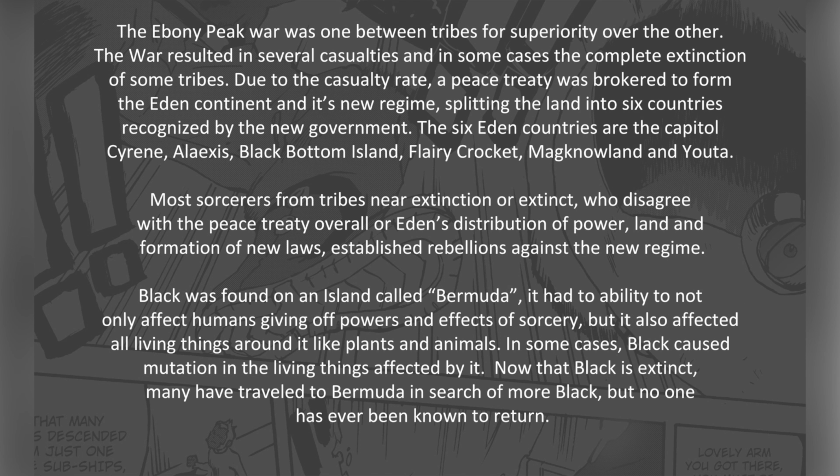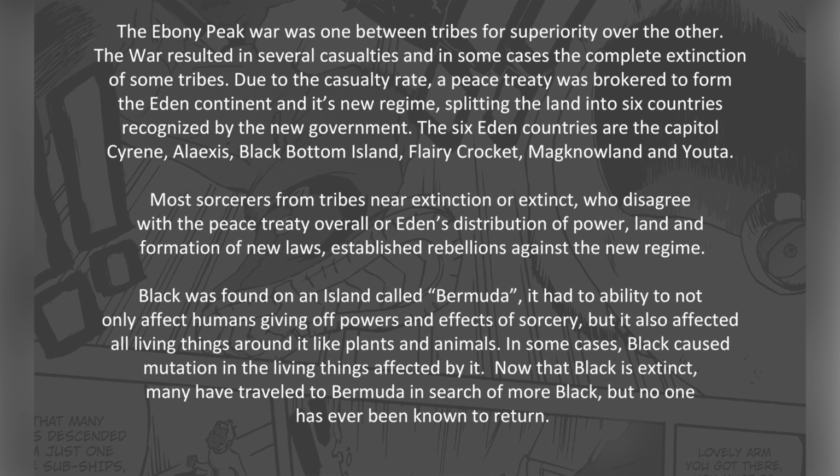After black was discovered, the substance that turned humans into sorcerers, different tribes showed different abilities and specialties. And then the already existing conflicts between tribes just escalated because now they have superpowers. The Ebony Peak War was fought between tribes for superiority over the other. The war resulted in several casualties and in some cases the complete extinction of some tribes.